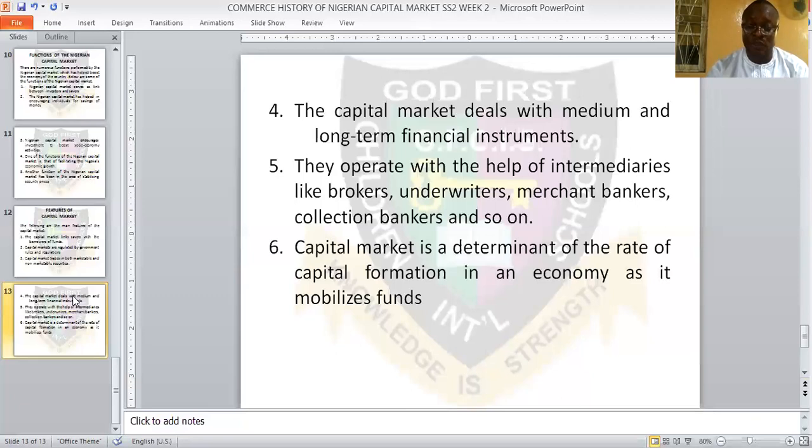Then lastly, the sixth one, the capital market is a determinant of the rate of capital formation. It will determine the rate of capital formation in an economy, that is, how funds, which is capital, will be raised. I believe what I have introduced to you is how the history of the Nigerian capital market started, and it is in operation even up to date.